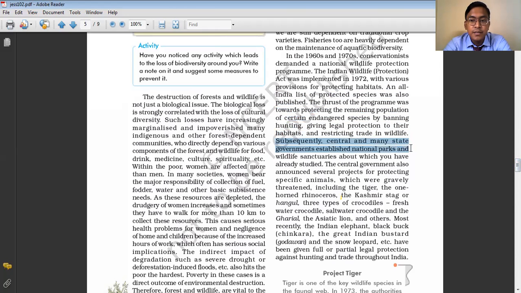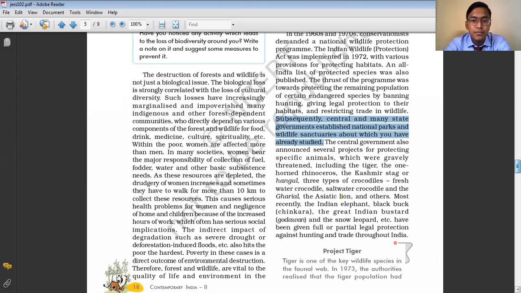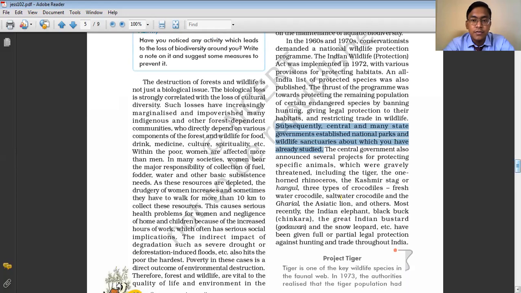Subsequently, the central and many state governments established national parks and wildlife sanctuaries, about which you have already studied. In class 9 also you have studied about these wildlife sanctuaries. Like in the case of West Bengal, we have many wildlife sanctuaries and national parks.